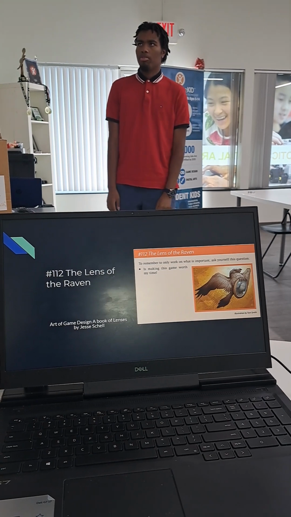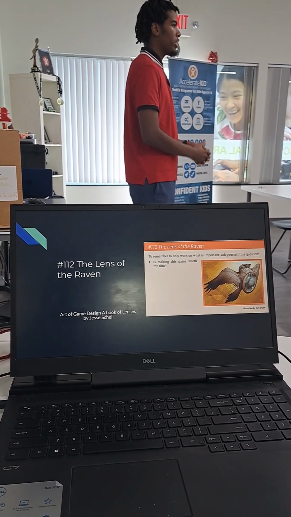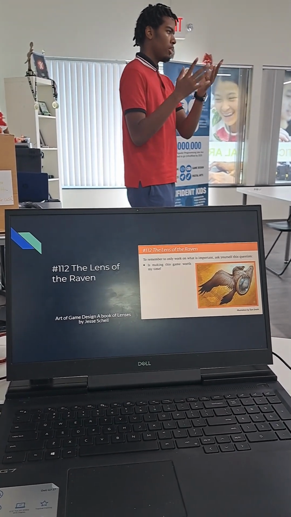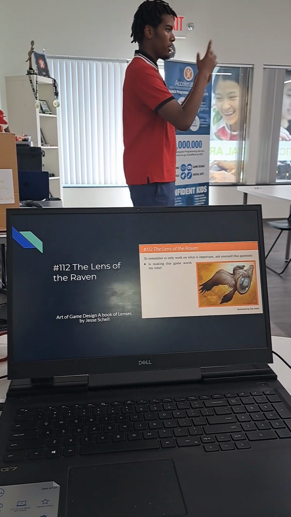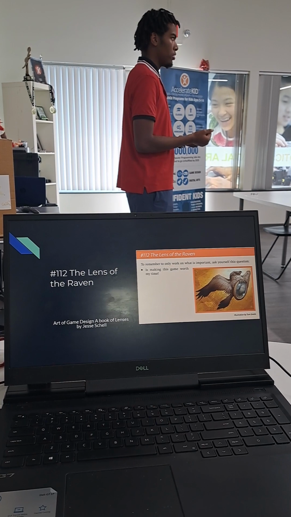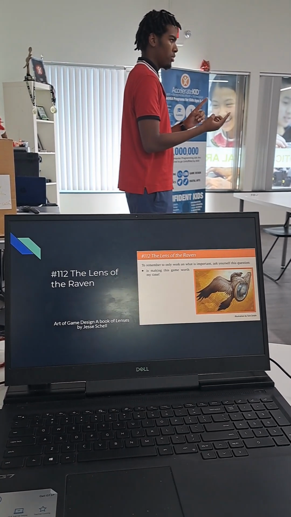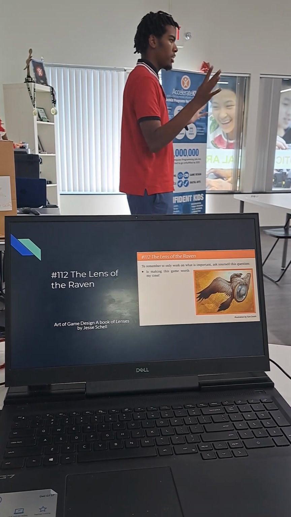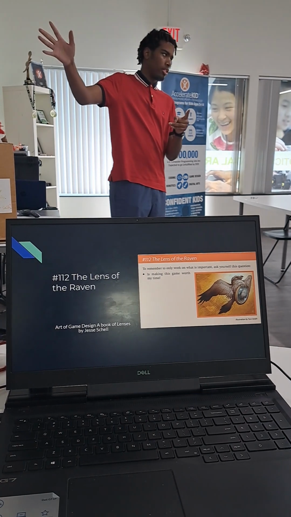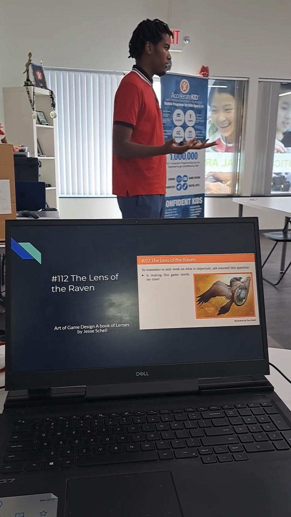The lens of the Raven. Is this game worth my time? What this means is you're basically saying, do I have enough time to make this game work when I have other responsibilities outside of making this game? Being social, having home responsibilities, any other responsibility you have, do you have enough time to also focus on this game? Because if you don't have enough time to focus on the game, well, is it really worth your time?